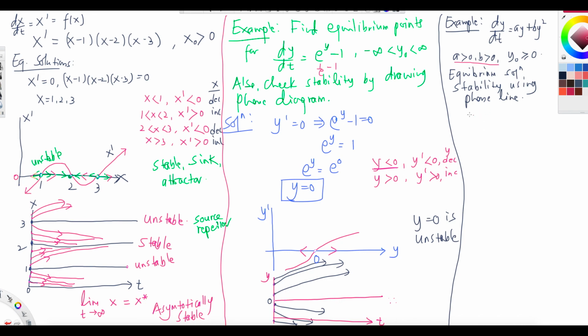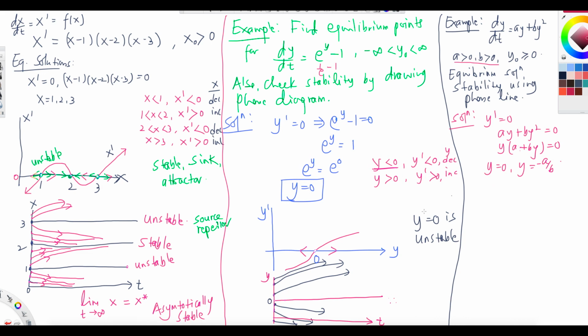Okay, so what are the equilibrium solutions? So y prime equals to 0 implies ay plus by square is equal to 0. So take y out, a plus by, right? a plus by equals to 0. So you get either y equals to 0 or y equals to negative a over b. Okay, that's what you get. Either y equals to 0 or y equals to negative a over b.